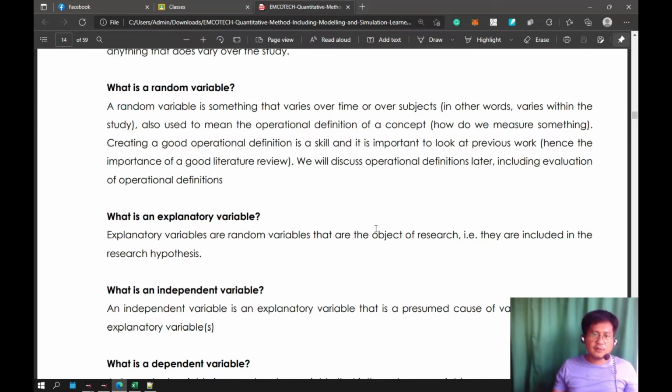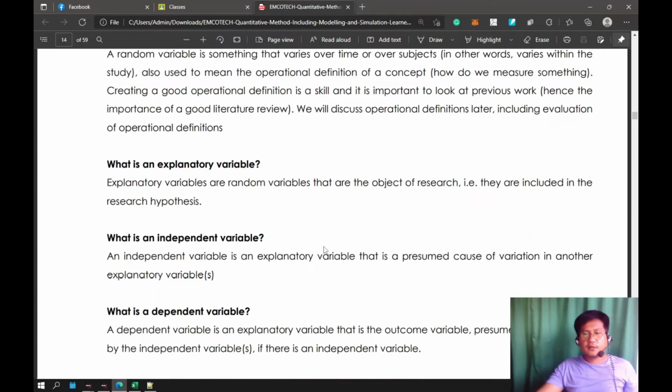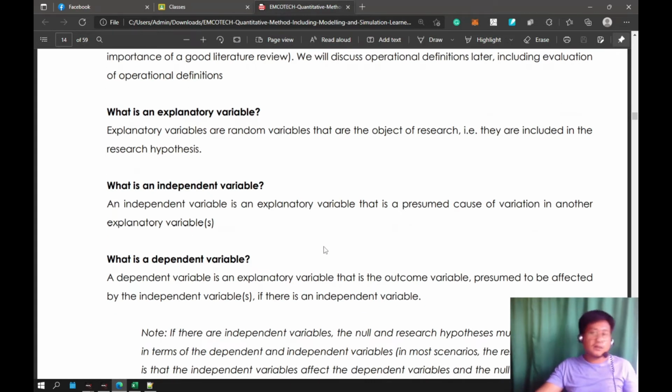Then what is an explanatory variable? Explanatory variables are random variables that are the object of research. Either they are included in the research hypothesis.